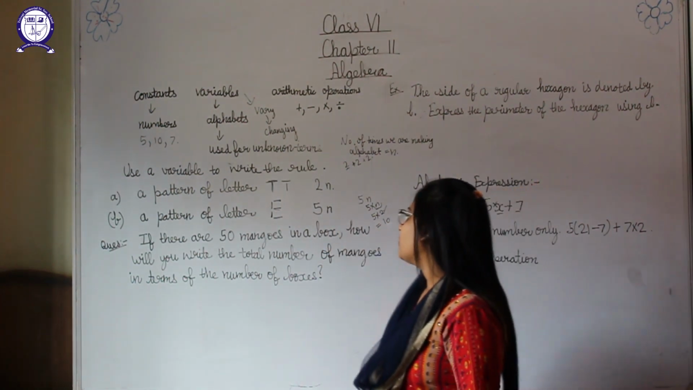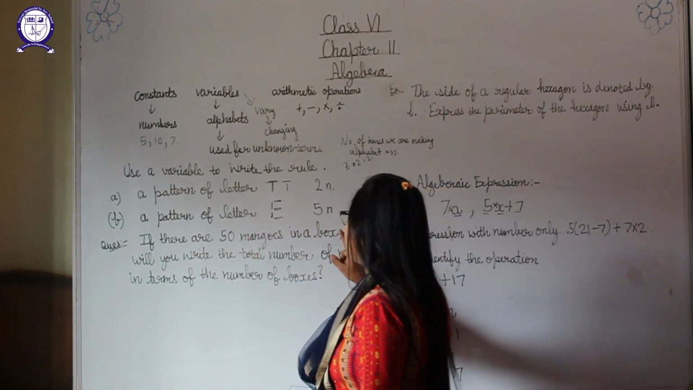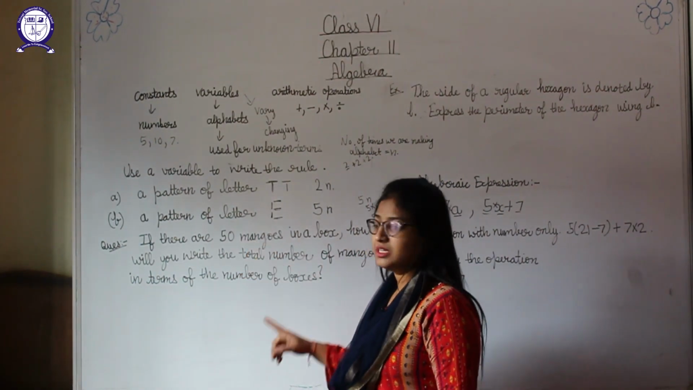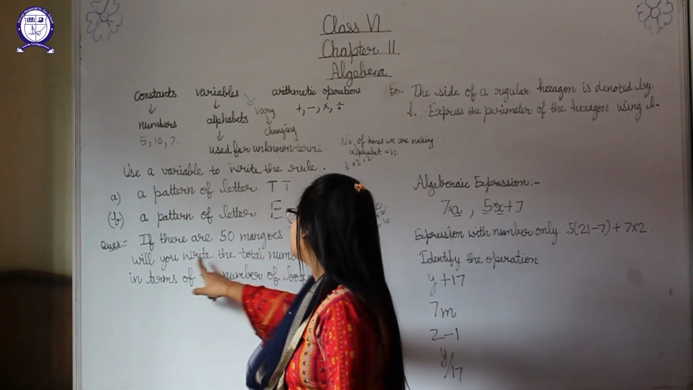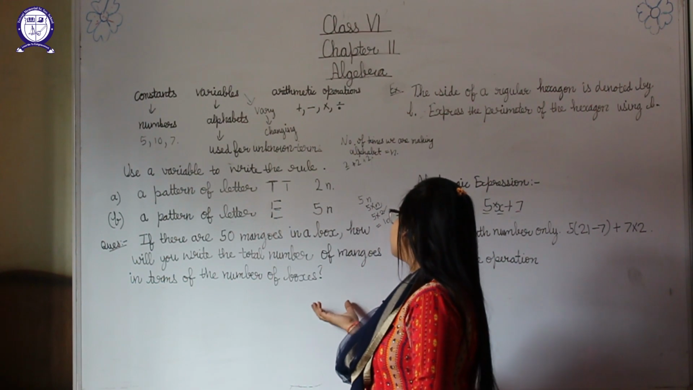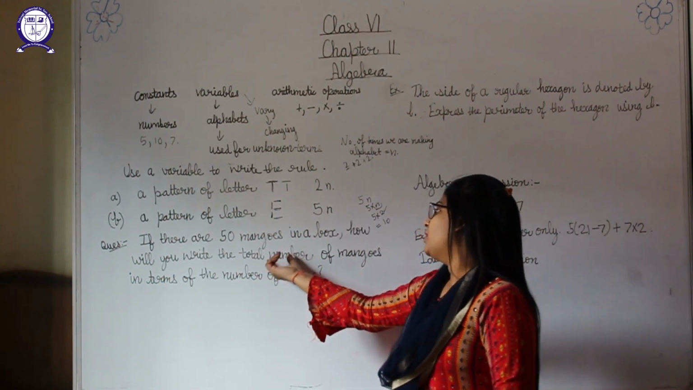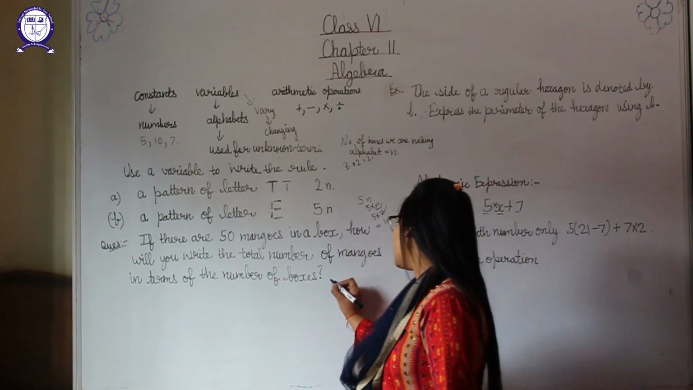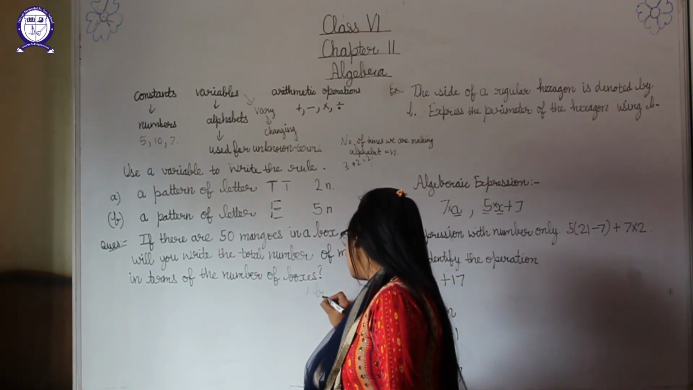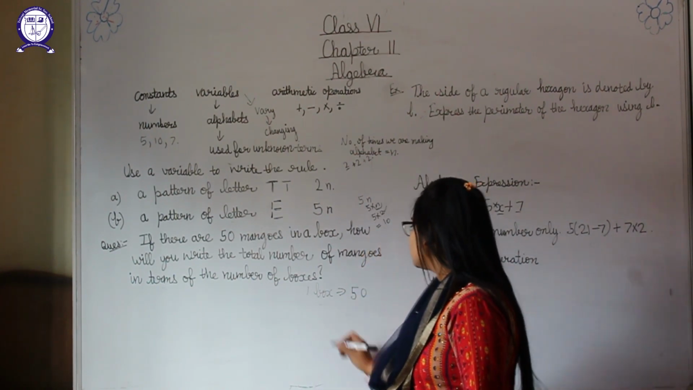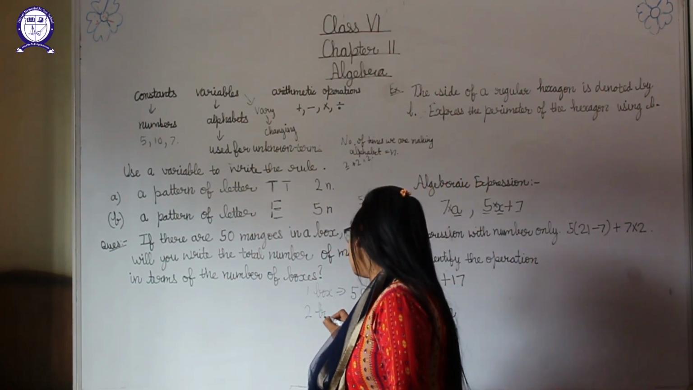Okay. Now the question is, if there are 50 mangoes in a box, suppose there is a box and in that 50 mangoes are there. Now how will you write the total number of mangoes in terms of the number of boxes? Okay, so we have to tell about the total number of mangoes. Suppose students, in this it is given that in one box the mangoes are 50. Okay, so in 2 boxes how many mangoes will be there?